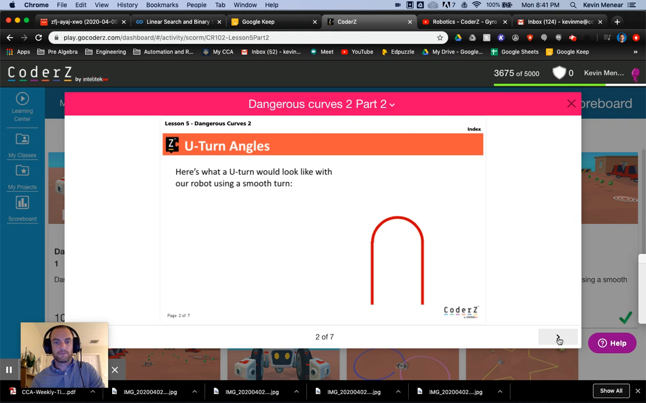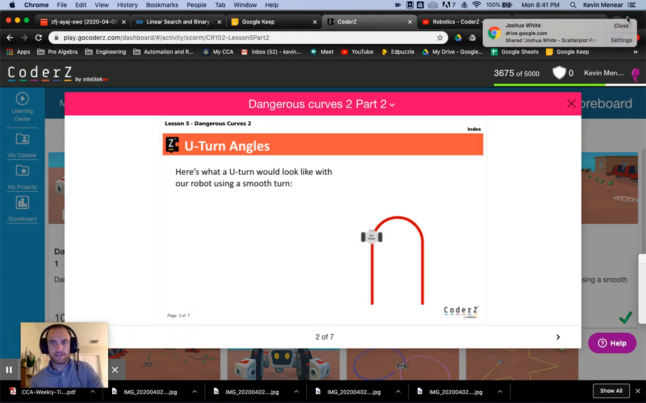Cool. Nice, and the robot goes through. Very nice. I think I skipped ahead, so it's probably not going to let me run through it. Okay, it's showing it again.